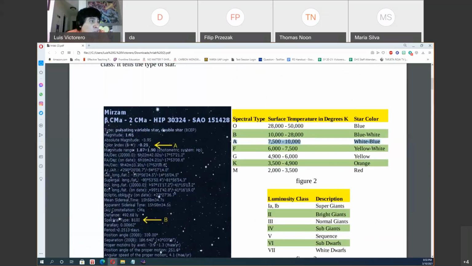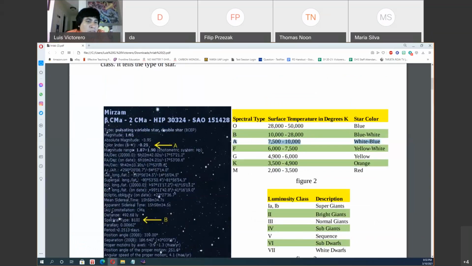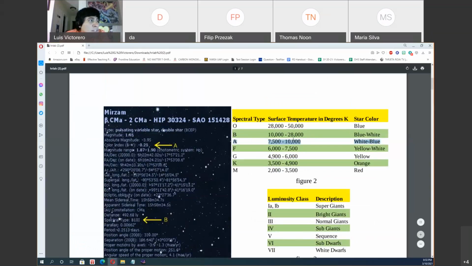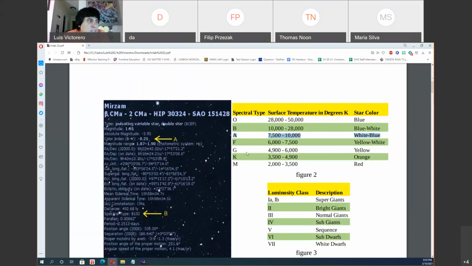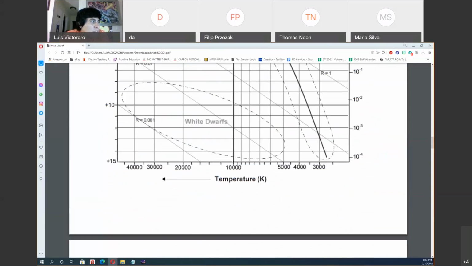The highest temperature should be 28,000, B0. So B2 should be around 25,000, 26,000. So around 20,000, 25,000, 30,000. So around this area, right?